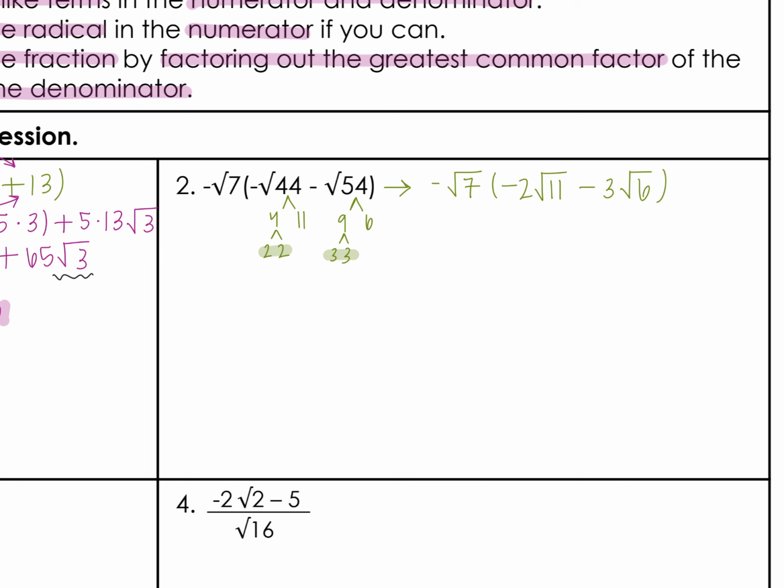All right, so we are going to go ahead and distribute this. We've got that negative root 7 times our negative 2 root 11. So we'll actually have that negative times negative to give us a positive 2. And then we'll have our 7 times 11 underneath the radical. Then I'm going to multiply. We've got that negative root 7 times our negative 3 root 6, which will give us another positive. We'll have that positive 3 root, and we'll have 7 times 6 underneath.